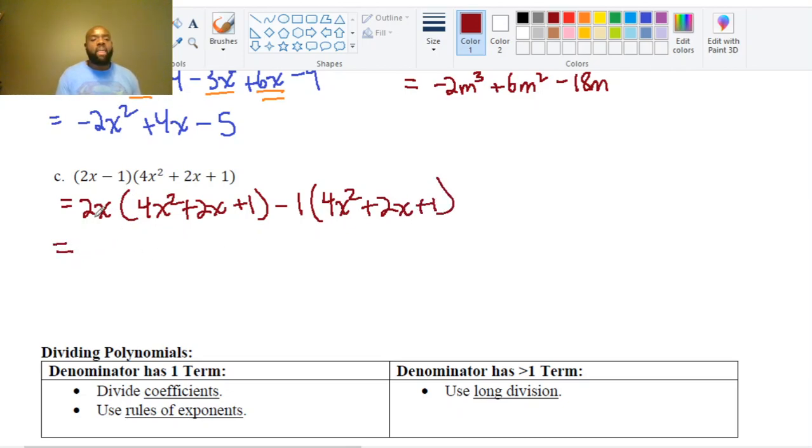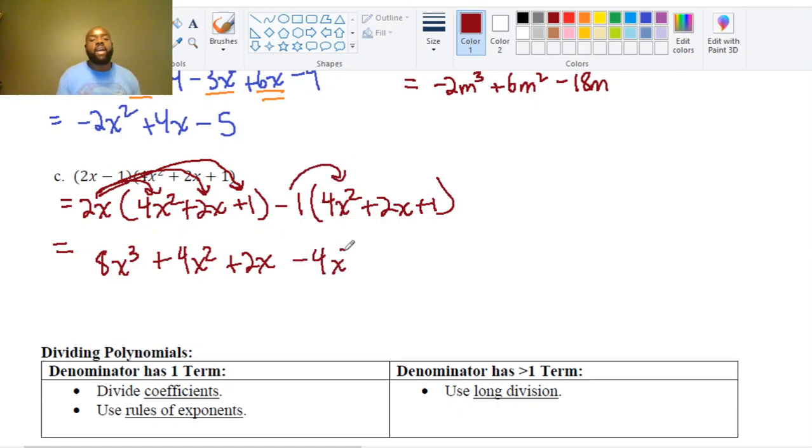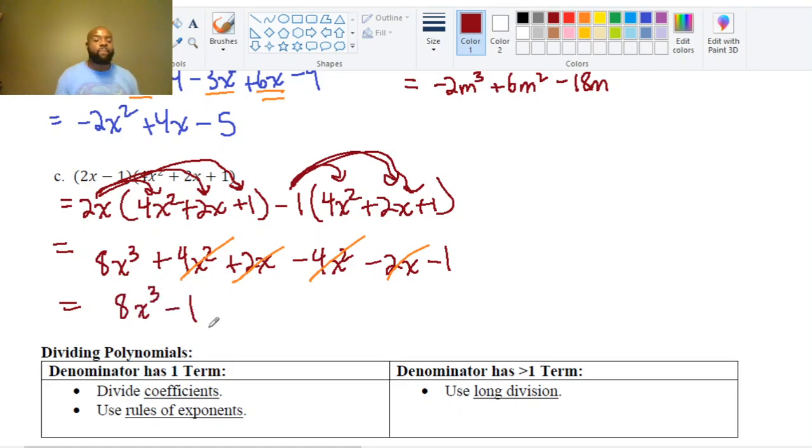When I do that, I use my distributive property here. So I get an 8x cubed, use my distributive here, plus 4x squared, use my distributive property here, plus 2x. I'm going to distribute here. That'll be a minus 4x squared, minus 2x, minus 1. All right, we combine our like terms. The 4x squared and negative 4x squared, they cancel. And the 2x minus 2x, they're 0, they cancel. And so we're left with 8x cubed minus 1.